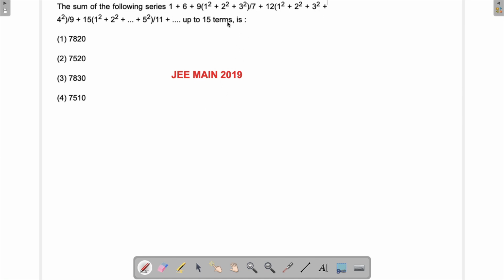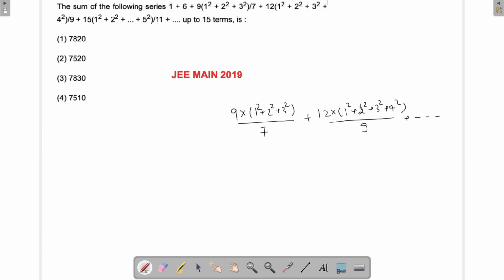Whenever you've been given such a series, mostly one or two terms will not be given in the same pattern in which the other terms are given. So you have to write them in the same pattern so that you can understand how the whole sequence is working. From the third term onward, it is given as 9 into (1 square plus 2 square plus 3 square) upon 7. And then my fourth term is 12 into (1 square plus 2 square plus 3 square plus 4 square) upon 9, and so on and so forth.